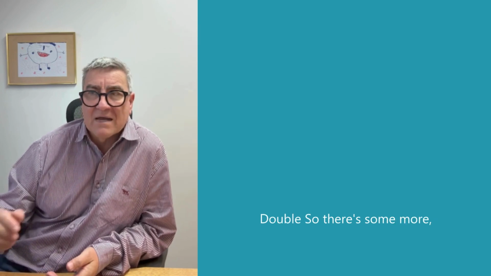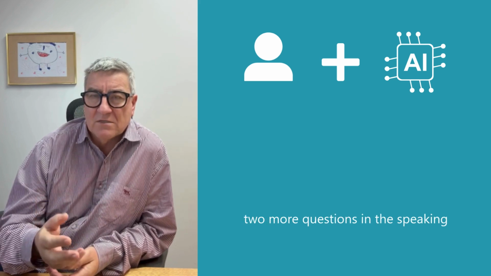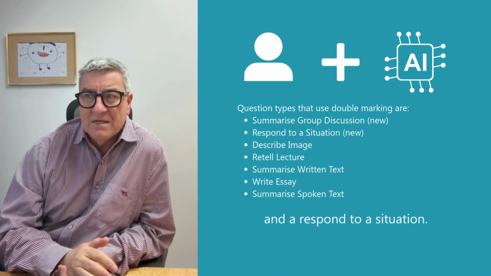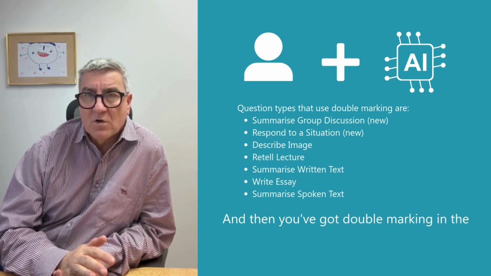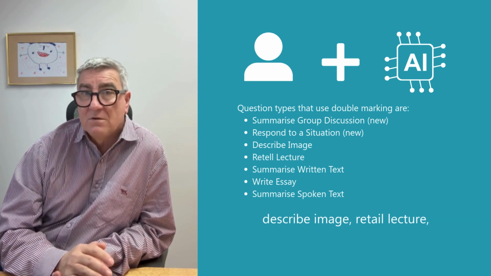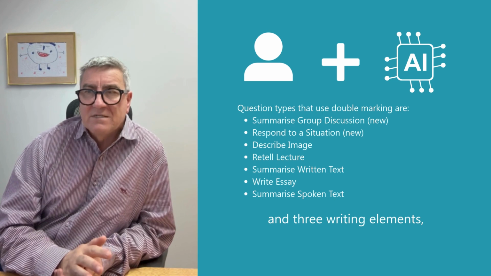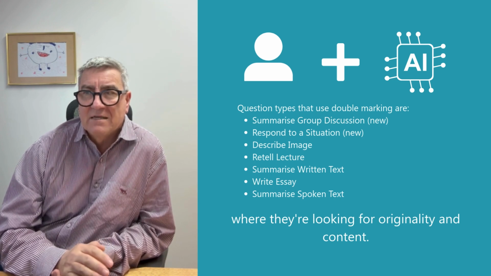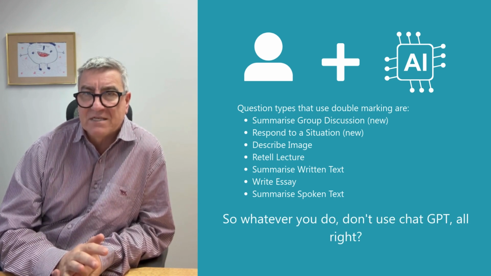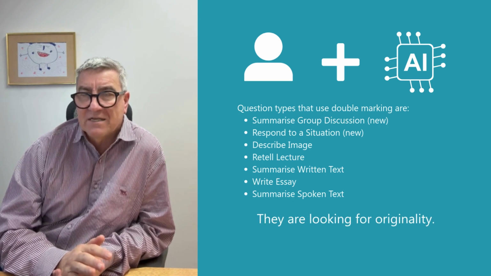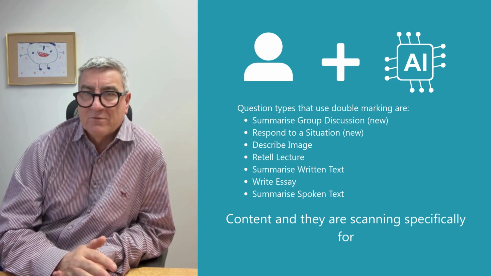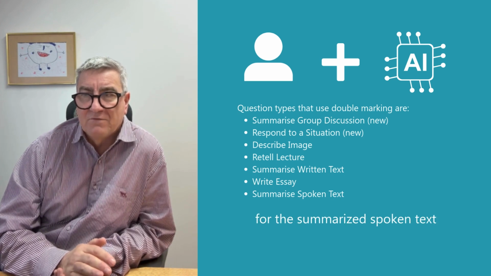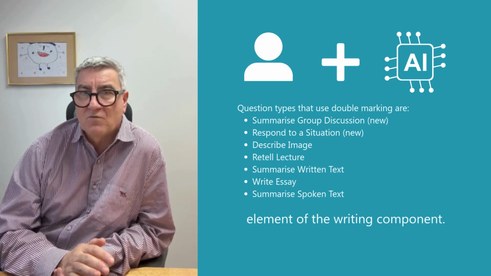Now, there's also double marking. There are 2 more questions in the speaking component. They relate to a summarized group discussion and a respond to a situation. And then you've got double marking in the describe image, retell lecture, and 3 writing elements, which are the summarized written text and write essay, where they're looking for originality and content. So whatever you do, don't use ChatGPT. They are looking for originality and content, and they are scanning specifically for people trying to cheat using ChatGPT. And then there's a double marking component for the summarized spoken text element of the writing component.